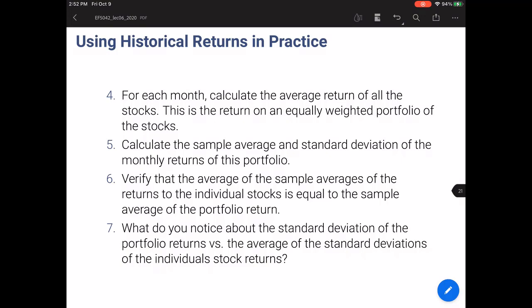But then number 7 tells you to notice that the standard deviation of the portfolio returns is going to be most likely less than the average standard deviations of the individual stock returns. And the intuition here is that by forming this portfolio, a lot of the stocks are going to be not perfectly correlated, and this is going to help address the variance here.